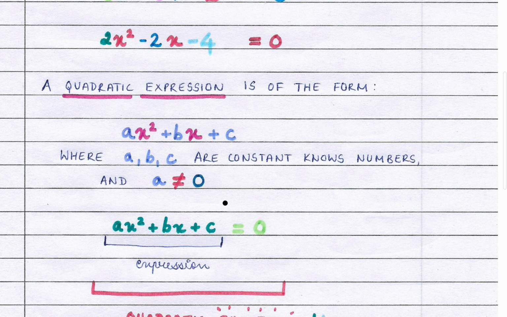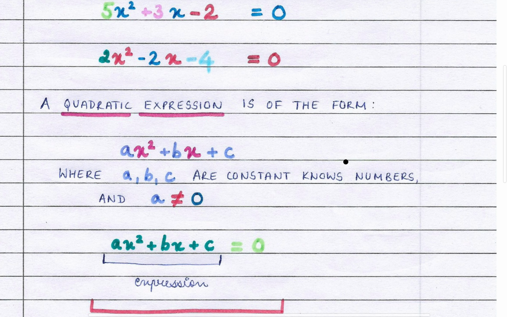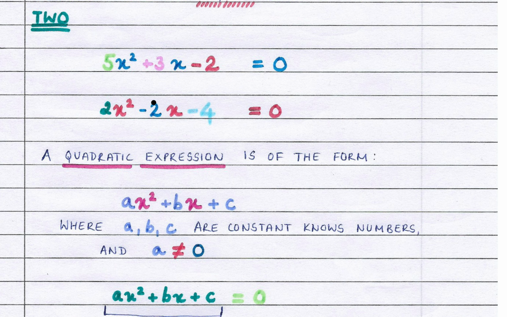So to generalize this, a quadratic expression can be of the form ax squared plus bx plus c, where x can be any variable. It doesn't necessarily have to be x. It can be y or c or t, or any variable can be used in this general form. a, b and c are constant known numbers, but a cannot be equal to 0. We can compare this general form with these equations that have been given above. a would be equal to 5 here, b would be equal to 3, and c would be equal to minus 2. a, b and c therefore can be any rational number, but a cannot be equal to 0.